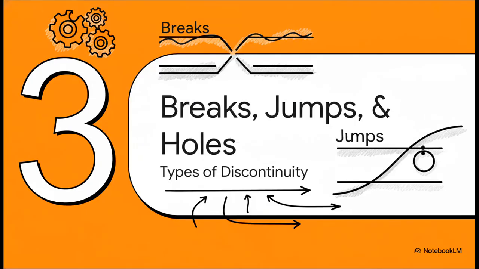All right, so what happens when a function fails that three-point check? Well, that's when you get something called a discontinuity. And there are basically 3 main ways a function can break. You get these breaks, jumps, and holes. Let's go through each one.